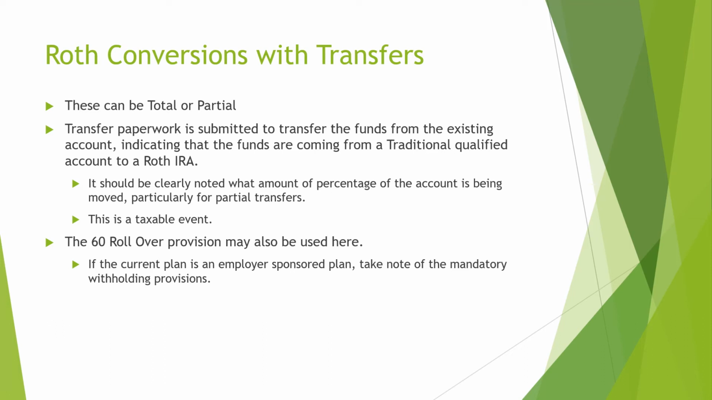And it would be a concern if you're starting the conversion process prior to the client being 59 and a half. Now, if the current plan is an employer-sponsored plan, such as a 401k or a 457 or a defined benefit plan, make note of the mandatory withholding provisions. They're going to withhold 20% for federal taxes. And in order to roll over the entire amount, the client will have to make up that portion. So we do not usually recommend 60-day rollovers for any type of qualified transfer from an employer-sponsored account.